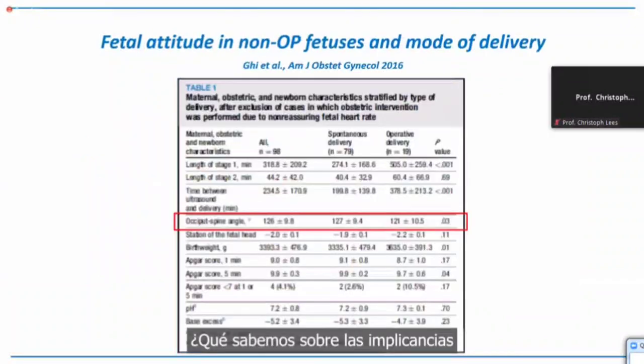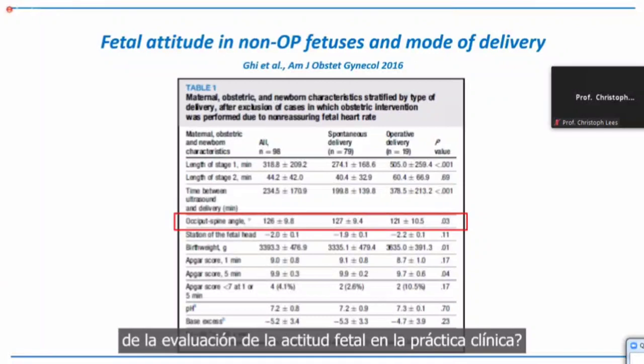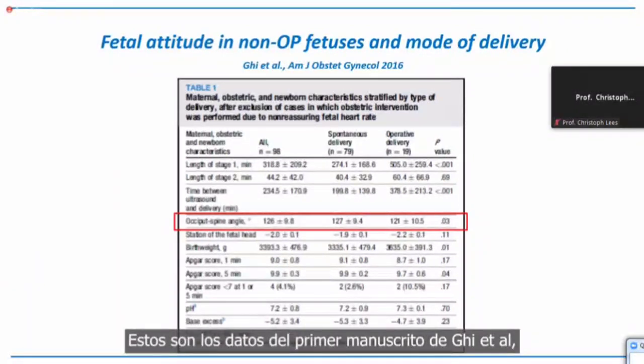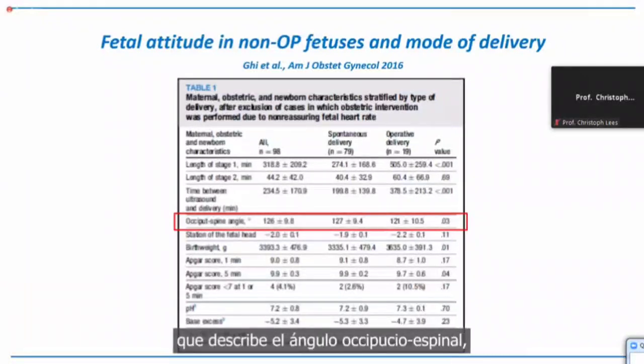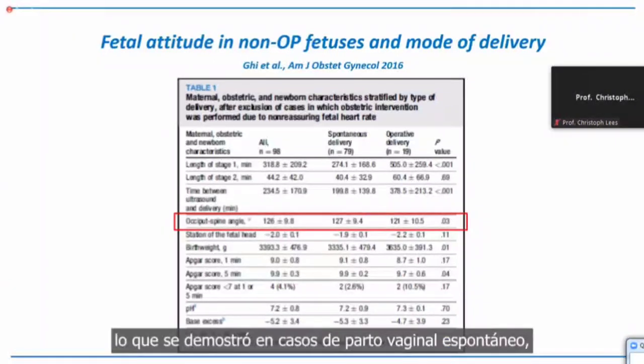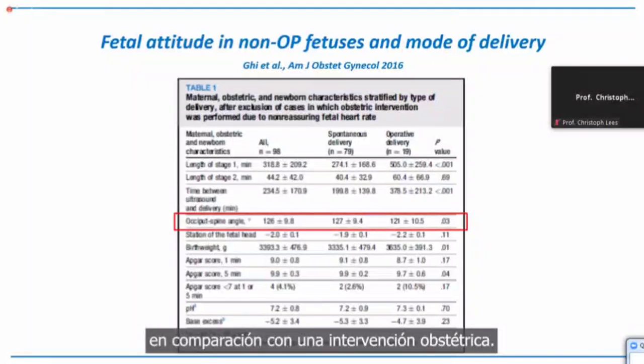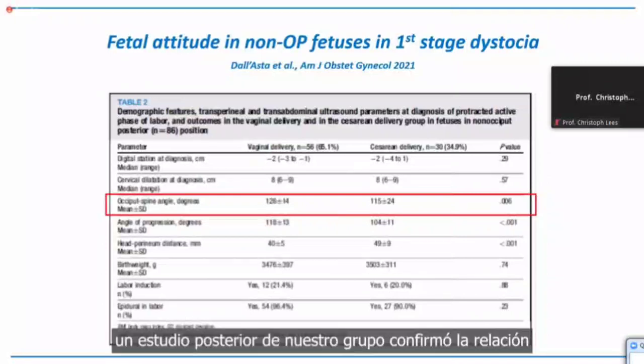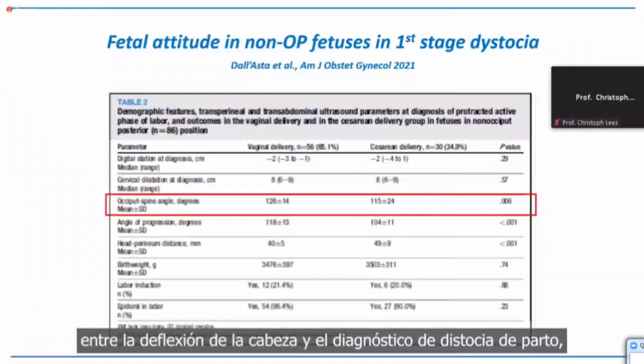What do we know about the implications of the evaluation of the fetal attitude in clinical practice? These are the data from the first manuscript by Guy et al. describing the occiput spine angle, and you can see that in such cases a more favorable fetal attitude, as witnessed by a wider occiput spine angle, was demonstrated in cases of spontaneous vaginal delivery compared to those having an obstetric intervention.